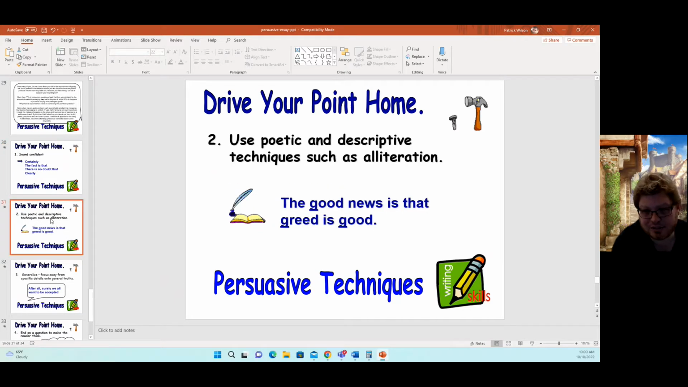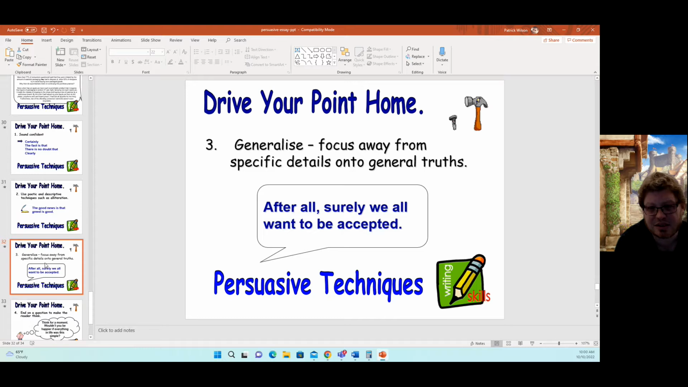Use poetic and descriptive techniques such as alliteration. The good news is that great is good. So you look here, G, G, G. A lot of times the listener likes to hear stuff that sort of rhymes, that goes together like that.